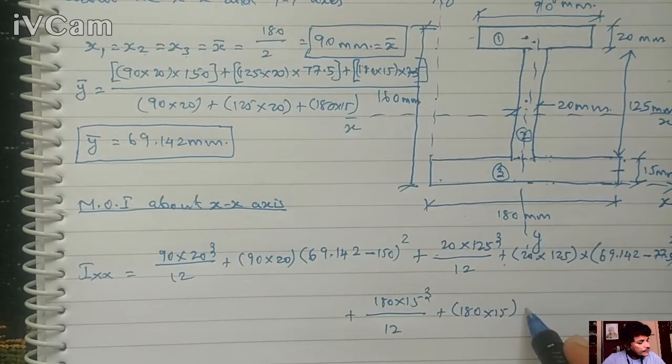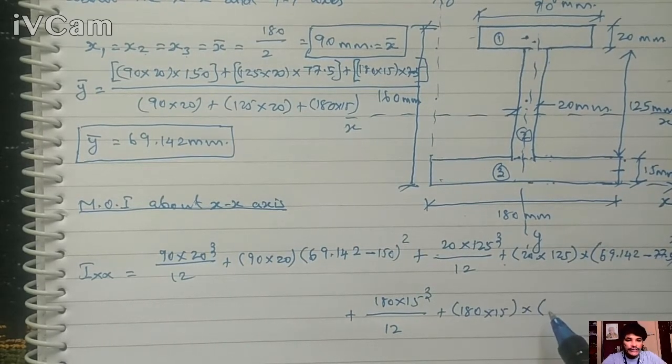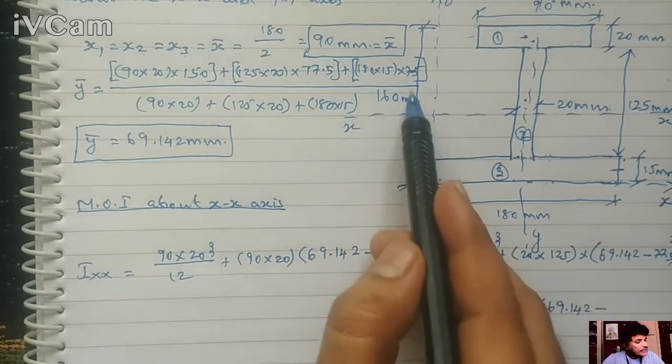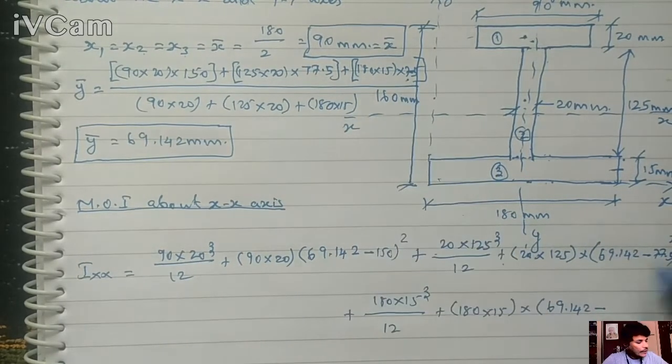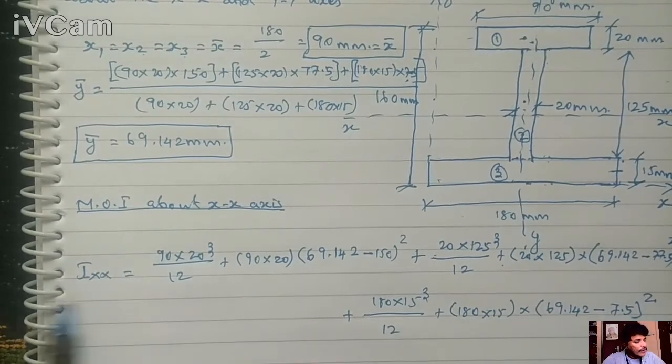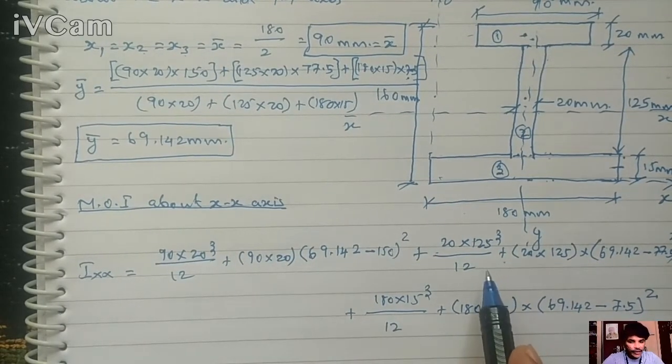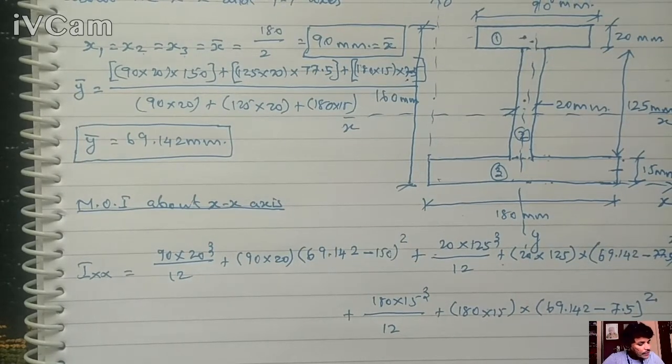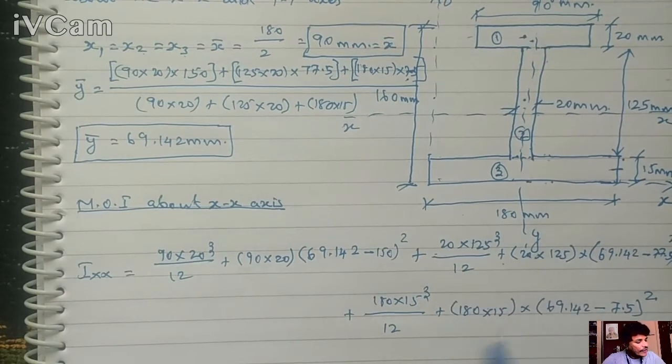into H3 bar square. H3 bar is the Y bar minus Y3, 69.142 minus Y3, which is 7.5. Okay, 7.5 the whole square. So according to the formula I expand this equation. From that you need to calculate the Ix value for every section. Finally you can add all these three sections, and you will get the moment of inertia of the I section about X axis.